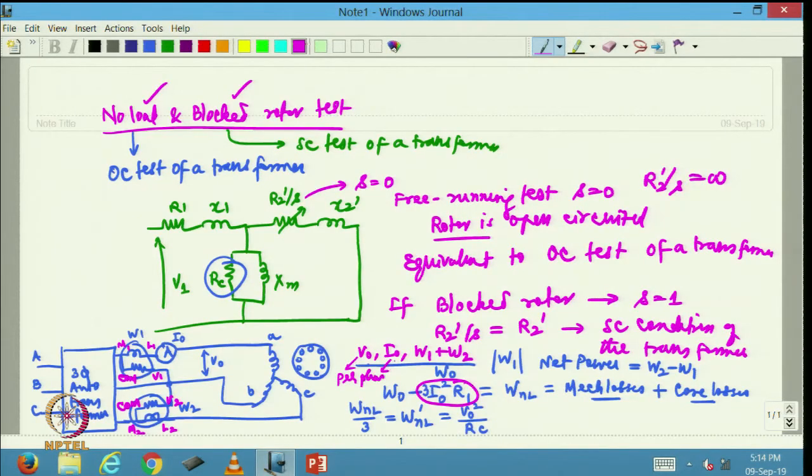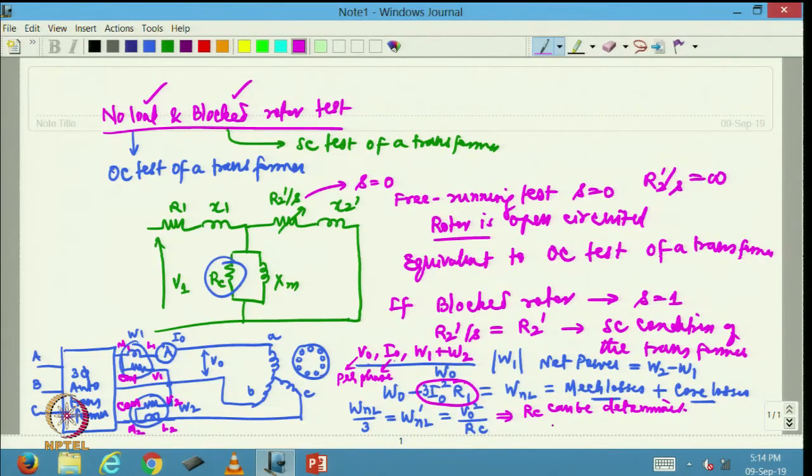If it had been a delta connected induction motor, V0 that I read is directly the line voltage as well as the phase voltage, whereas I0 that I am reading is the line current. So, I have to divide that by root 3 to get the per phase current. All these values have to be per phase values. Now that I have V0 square by RC, from here RC can be determined without any difficulty.